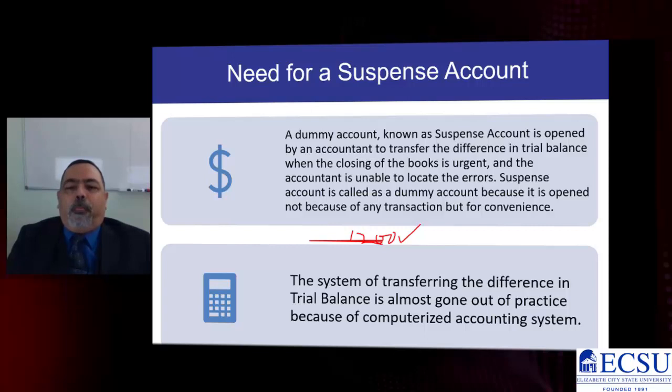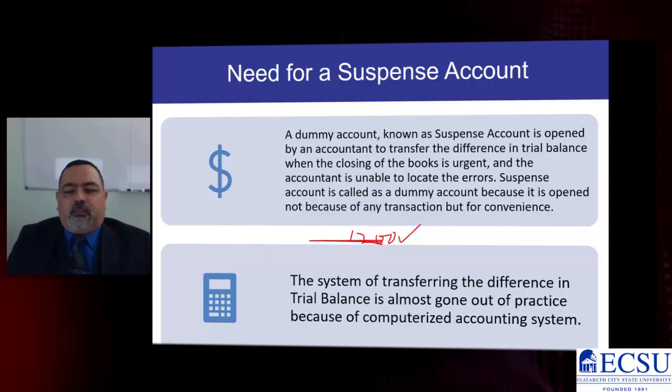Now, a suspense account is called a dummy account because it is not opened because of a transaction, but just for convenience. So it's not based on a real fact of transaction. That's why we call it a dummy account. Now, there are other dummy accounts that we'll be revisiting. One is the income summary account. We use it to close our books of accounts.